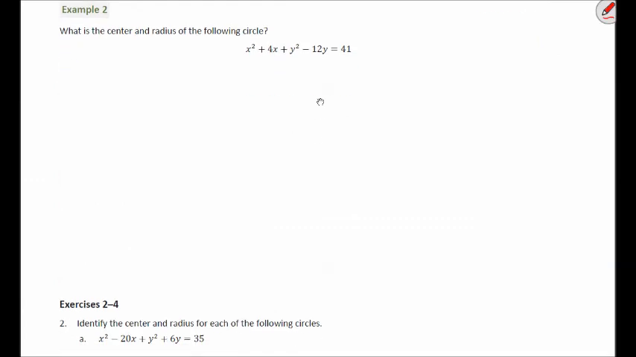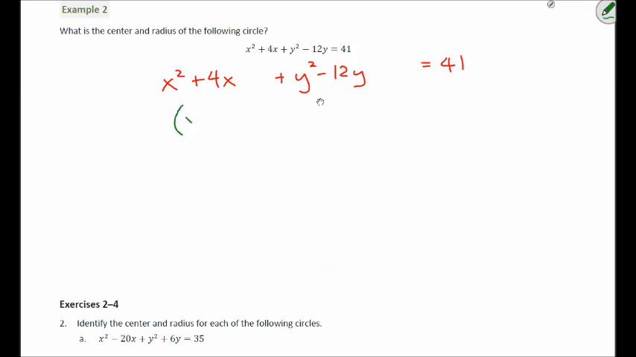In example 2, we're asked, what is the center and radius of the following circle? And we'll need to complete the square for both x and y. So I'll rewrite this with some gaps. X squared plus 4x, and then leave a space, plus y squared minus 12y, leave a space, equals 41. And I've left spaces so that I can complete the square for both x and y, meaning I'll add what I need for it to be a perfect square trinomial.